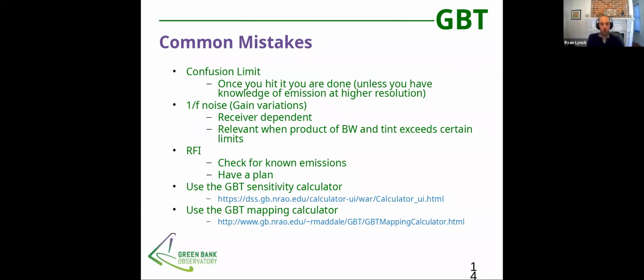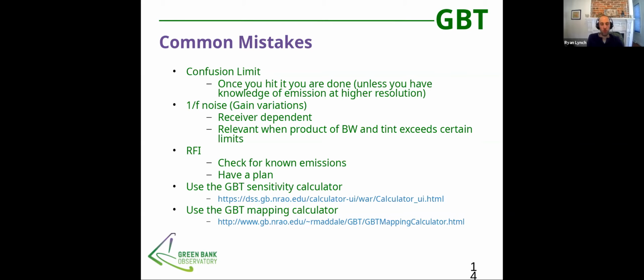Some common mistakes. So the confusion limit: if you can't resolve out background sources, then you reach a point at which your lack of knowledge about the background sources becomes a limiting factor. If you have higher resolution data you compare with your GBT observations, then there are ways to get around that, but be aware of it. 1/f noise, this is basically gain variations. So we call it 1/f noise because it has kind of a low frequency pink noise kind of structure. So these are receiver dependent, and your project friends or people at the observatory can help you figure this out.